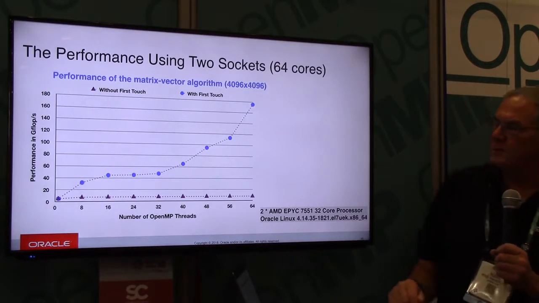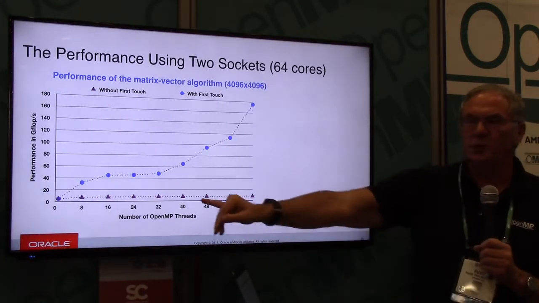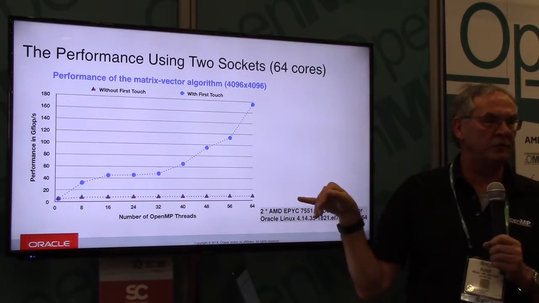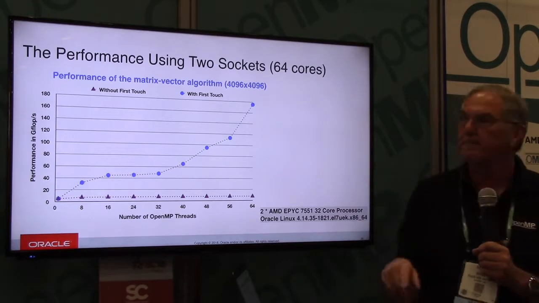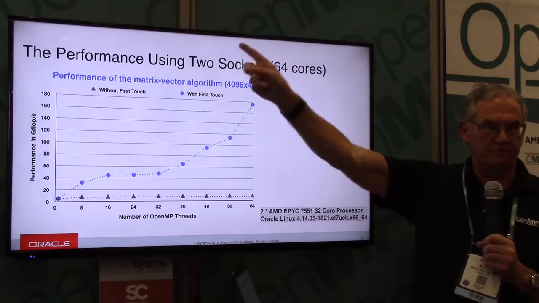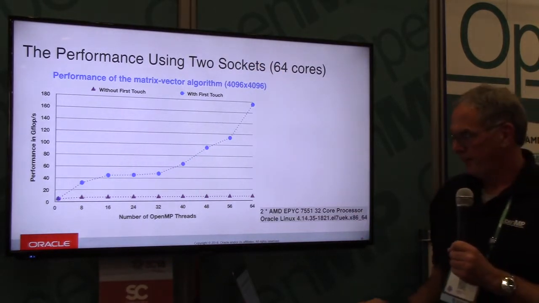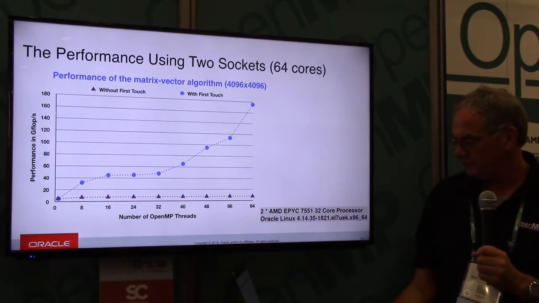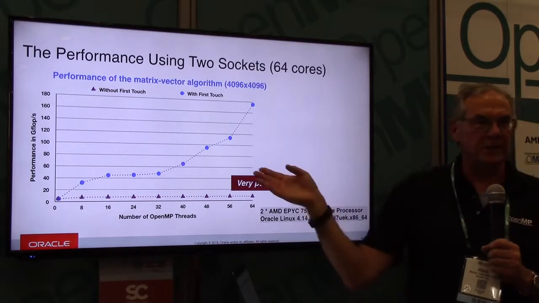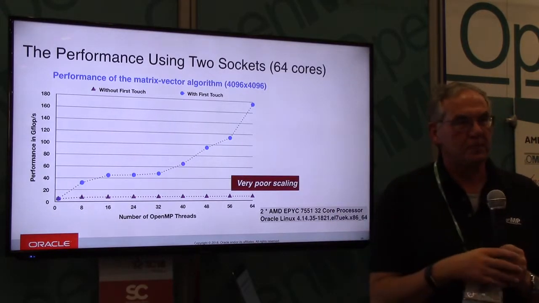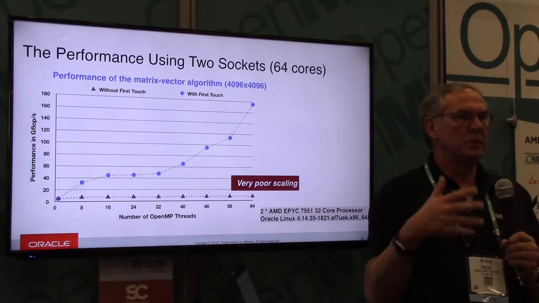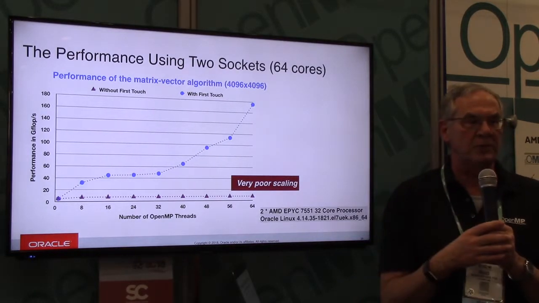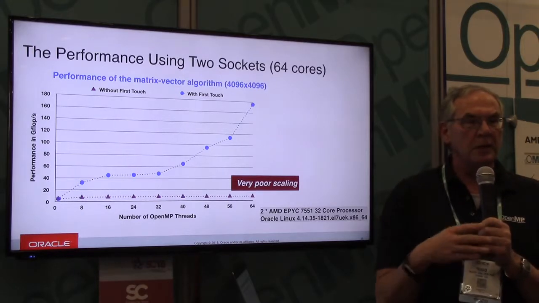Here's the performance as a function of the number of OpenMP threads. And remember, I have 128 strands, but I'm only using half of it. The performance is in gigaflops, so higher is better. This is very, very poor performance, the reddish line. And the reason is I didn't do first touch. I just had a simple sequential function to initialize my matrix and my vector, and it shows.